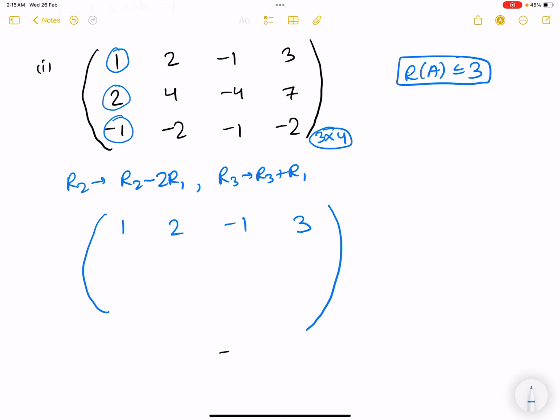I would prefer that you solve this on your own. I'm giving you 2 minutes to solve this, and then I'll move forward. It's 2:15. I'll give you time till 2:17.